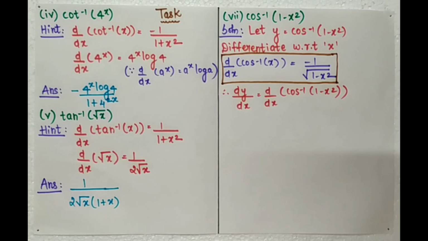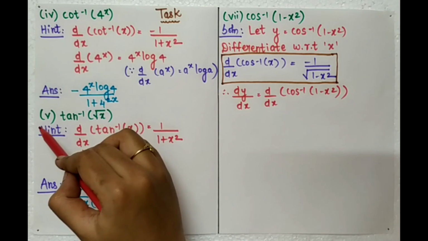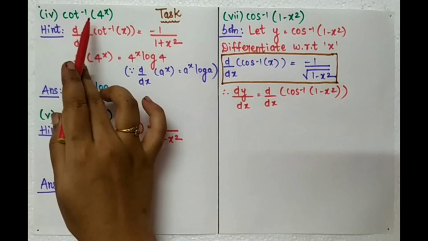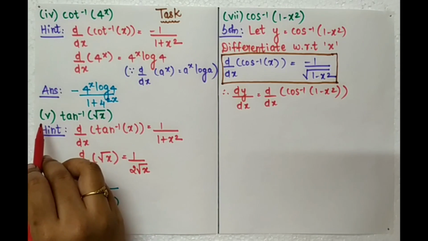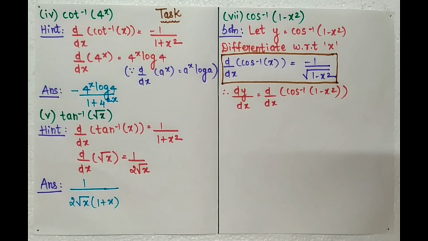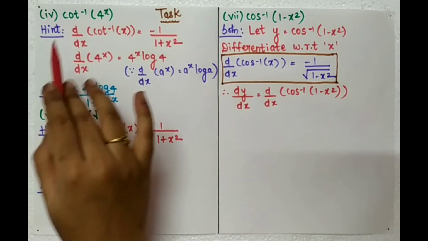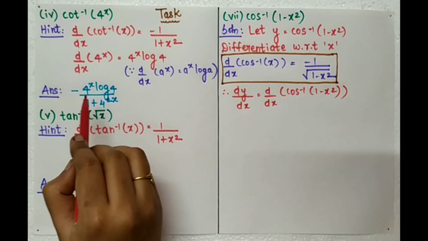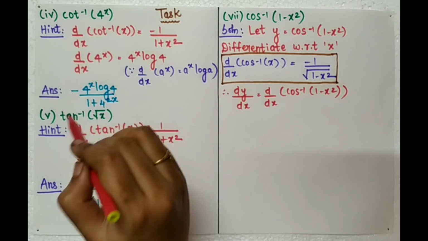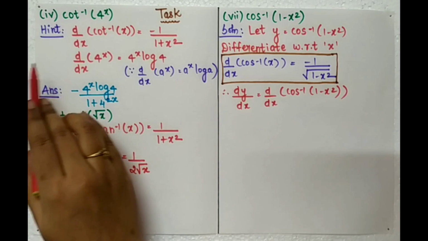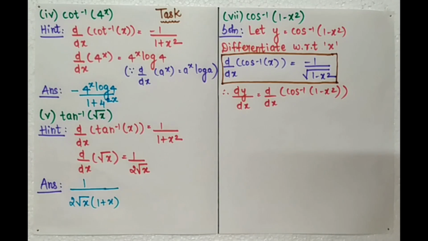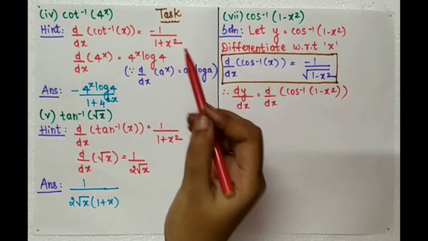See, now I will be giving you a task to complete yourself. That is question number 4 and question number 5. Question number 4 is cot inverse 4 raised to x and question number 5 is tan inverse root of x. Already we solved question number 1 based upon tan inverse and question number 3 based upon cot inverse. You can refer to that. Moreover, I have given you some hints to solve this problem along with the solution of the problem. So you will find it easy to solve using this hint and answer. You can cross verify the answer with the answer given here.